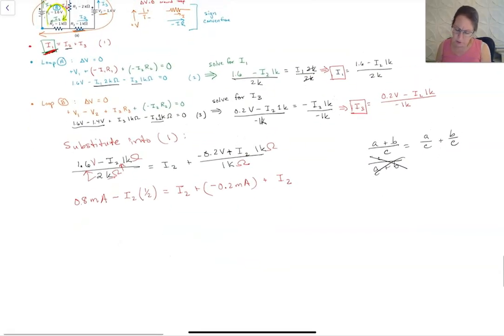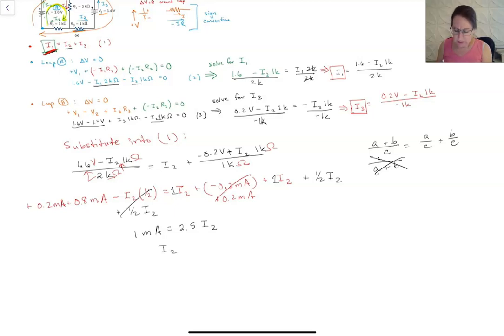And so we've got two I2s. I'm going to add 0.2 milliamps to both sides, right? I want the I2s by themselves. And then I'm going to add 1/2 I2 to both sides. So those go away, and I get 1 milliamp is equal to, let's see, I've got 1 plus 1/2, 2.5 I2, and then that tells me that I2 is equal to 0.4 milliamps. Okay, now we're basically done.